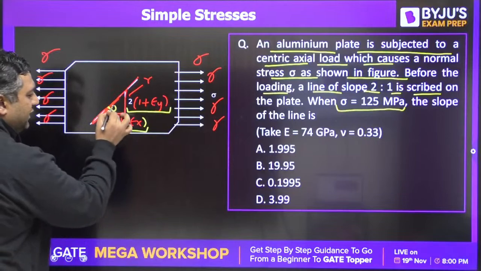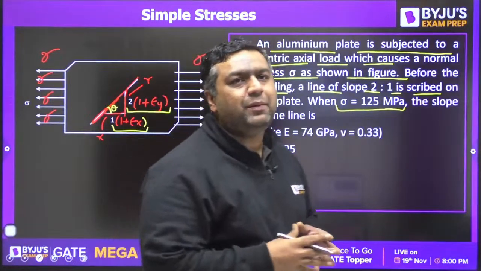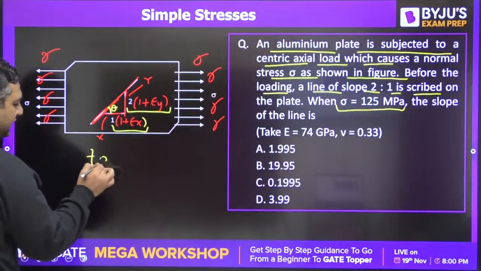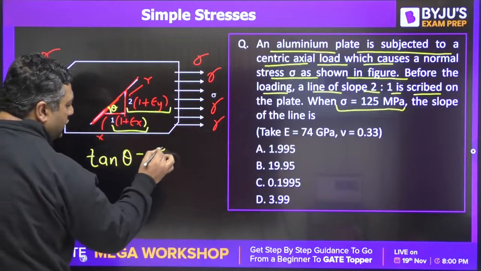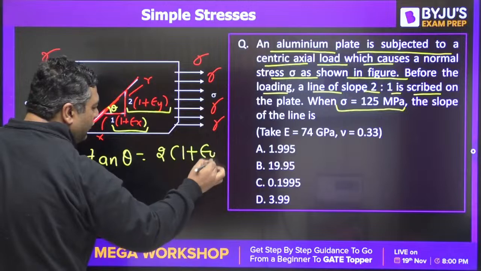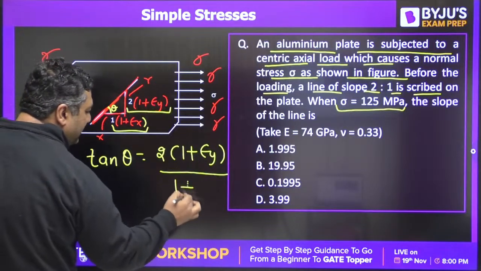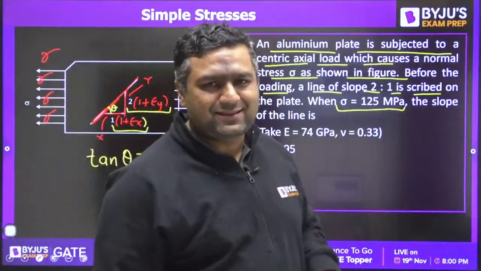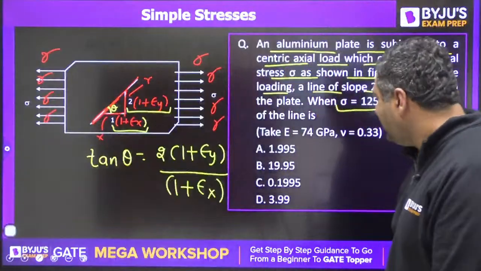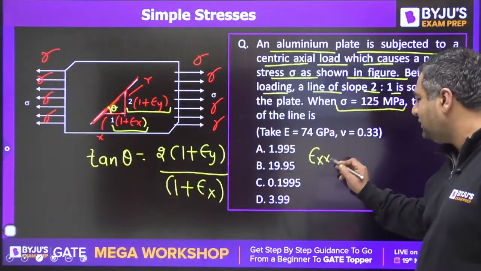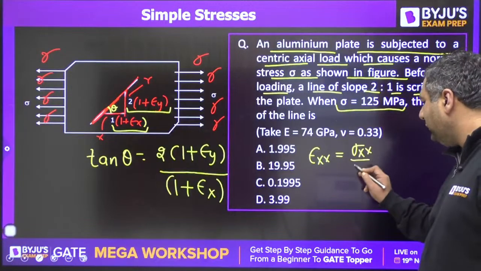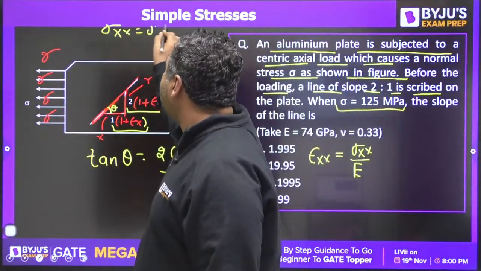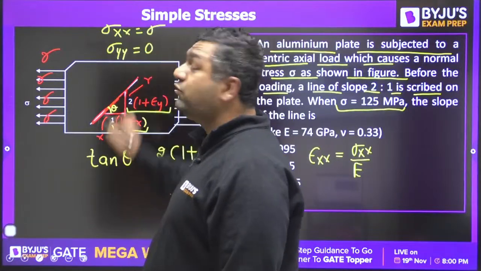So, if this is theta, everybody knows slope is given by tangent theta. Very good, Kalyan. So the slope of this line can be written as tangent theta equals 2 into 1 plus epsilon y divided by 1 plus epsilon x. Now, my dear, this is a uniaxial loading. You can see this. If someone asks you what would be epsilon xx, you will say it is sigma xx upon E. Here sigma xx is equal to sigma, and sigma yy is 0 because it is a case of uniaxial loading.